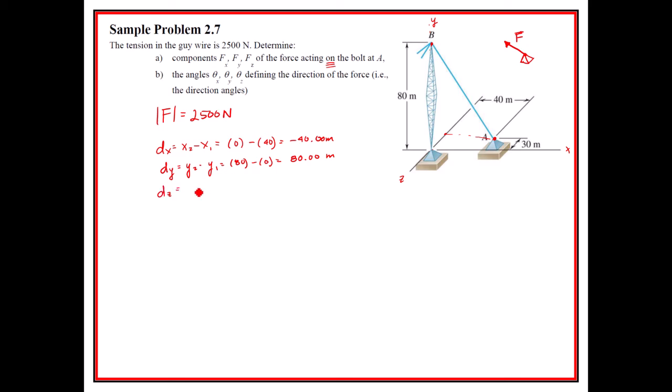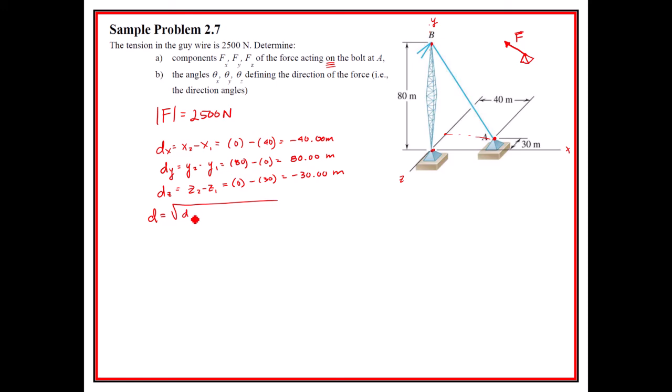dz is going to be z2 minus z1, which ends up being, let's see, z2 is, of course, 0, and it starts off with 30 meters, right? So minus 30, so it's a minus 30 meters. So if we're going to rewrite that vector, it would be all those things in a row right there.